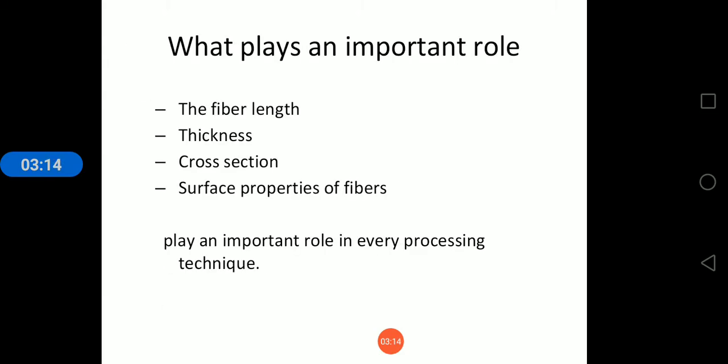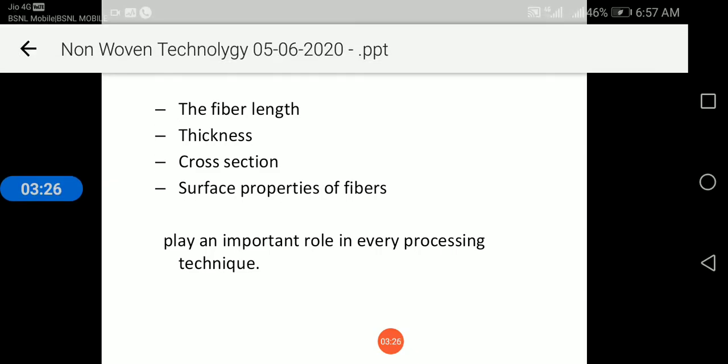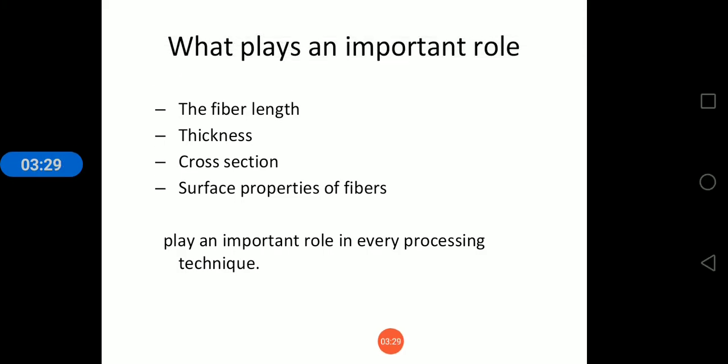What plays an important role in nonwovens are the different types of properties. First of all, the fiber length and thickness, cross section, and surface properties of fibers play an important role in every processing technique. The major factor in processing is fiber length. For nonwovens the staple length is not less than 1 centimeter, and the thickness and cross section of the fibers also matter, as do the surface properties.